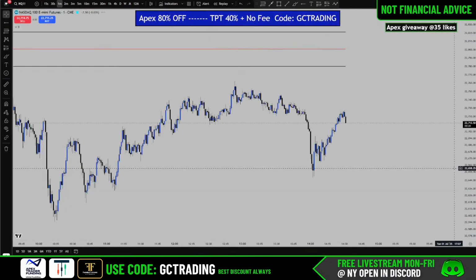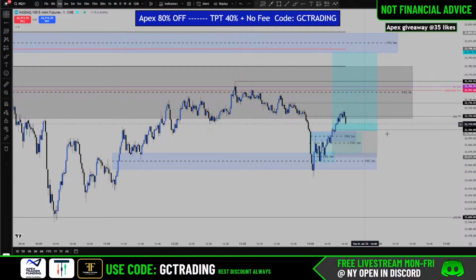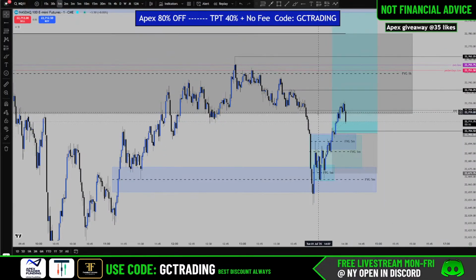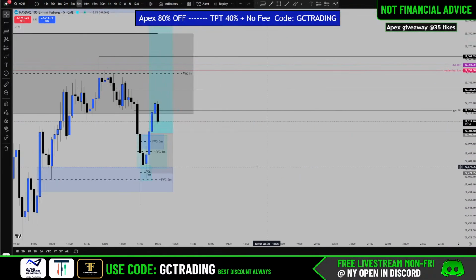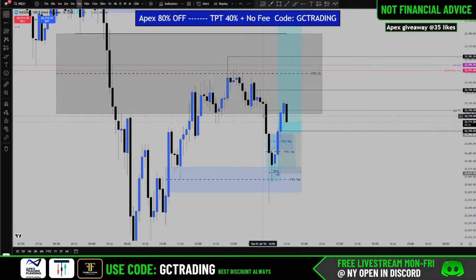Maybe it was a good thing that we accidentally took all of our position off at that gap fill. So this is the gap fill I was talking about. It was this one right here. I don't have it drawn. It's right here. You can see we did inverse it.